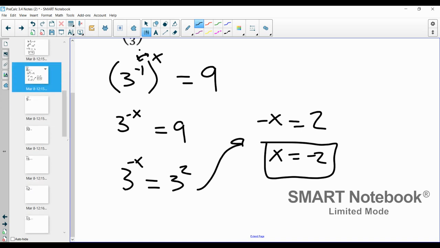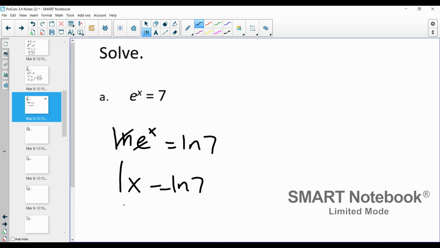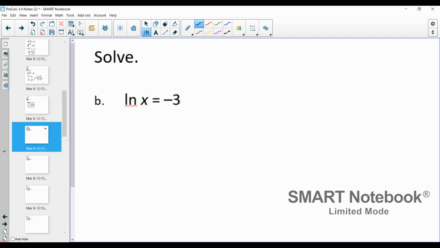All right, keep moving along. Just a couple more that I want to show. This is an example where we would take the ln of both sides. The ln and the e cancel out, so this is x equals the ln of 7. Here we've got to do e raised to the ln of x equals e raised to the negative 3. The ln and the e cancel. This is x equals negative 3.